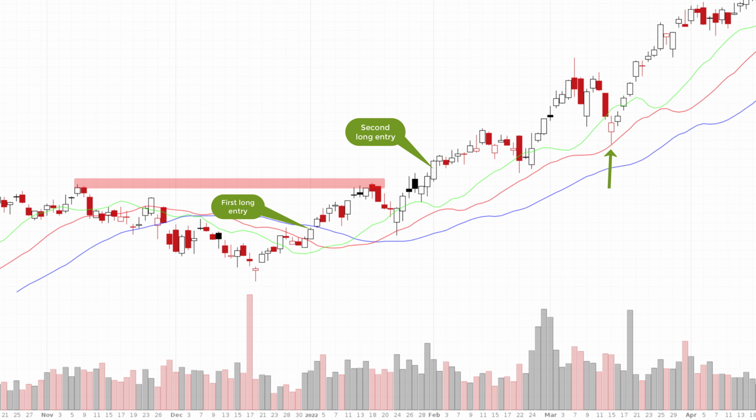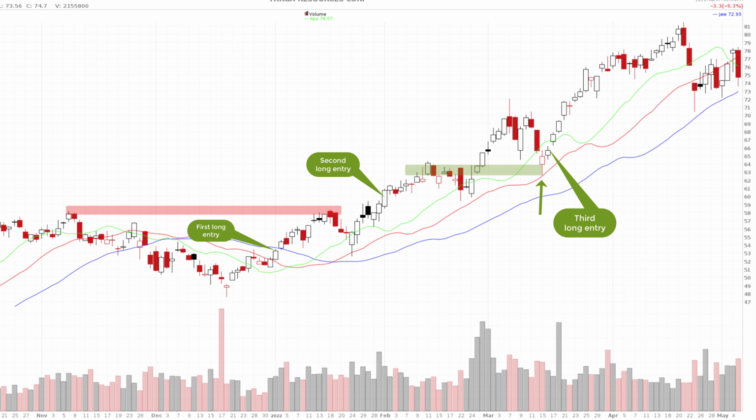A Doji candle formed with a relatively small body and a significant undertail. All three moving averages were still in perfect order and confirmed the existing bullish trend. This allowed the positions to be extended for the third time. The upward trend continued until mid-April, when the price suddenly fell very sharply, closing even below the red line.